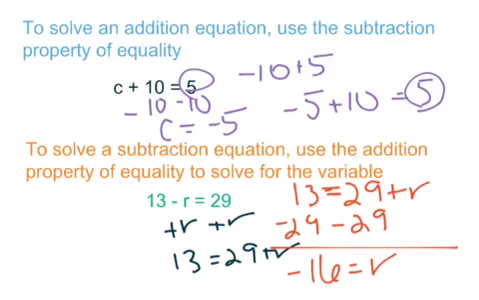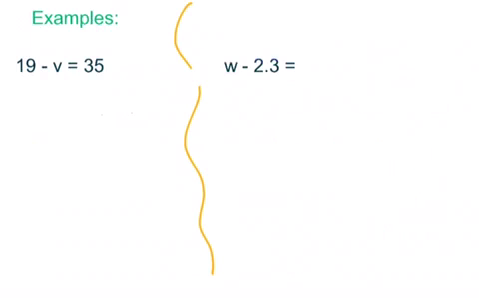Okay, so this one was more of a trick question. It is a subtraction equation, but you have to kind of finagle it a little bit differently when it looks like that, when your variable is the one that you're subtracting. All right, so let's do this here. Same thing here. This time I'm going to do it a little bit differently. I'm going to subtract 35 on both sides.